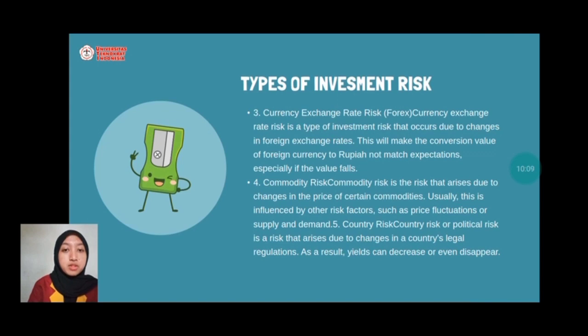Next point, types of investment risks. 4. Currency exchange rate risk. Forex, or currency exchange rate risk, is a type of investment risk that occurs due to changes in foreign exchange rates. This will make the conversion value of foreign currency to rupiah fall short of expectations, especially if the value falls. Commodity risk is the risk that arises due to changes in the price of certain commodities. Usually, this is influenced by other risk factors such as price fluctuations or supply and demand. 5. Country risk, or political risk, is a risk that arises due to changes in a country's legal regulations. As a result, yield can decrease or even disappear.